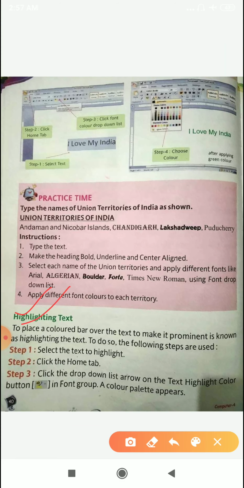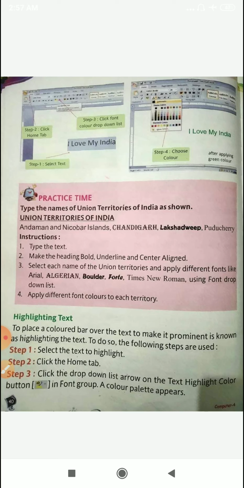Then our last topic for today is highlighting text. So how will we highlight the text? What is the meaning of highlight? To place a colored bar over the text to make it prominent is known as highlighting the text. Whenever we need to show it very clearly, we are highlighting the text. So for that, students, we are following these steps.